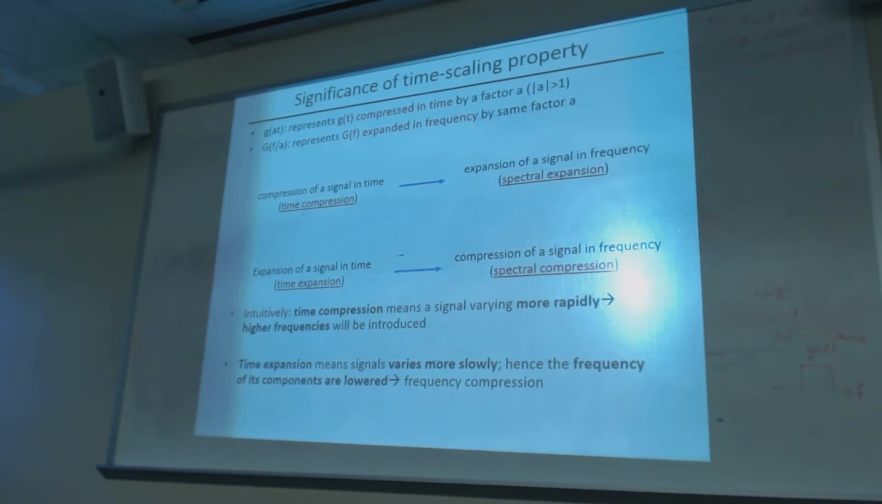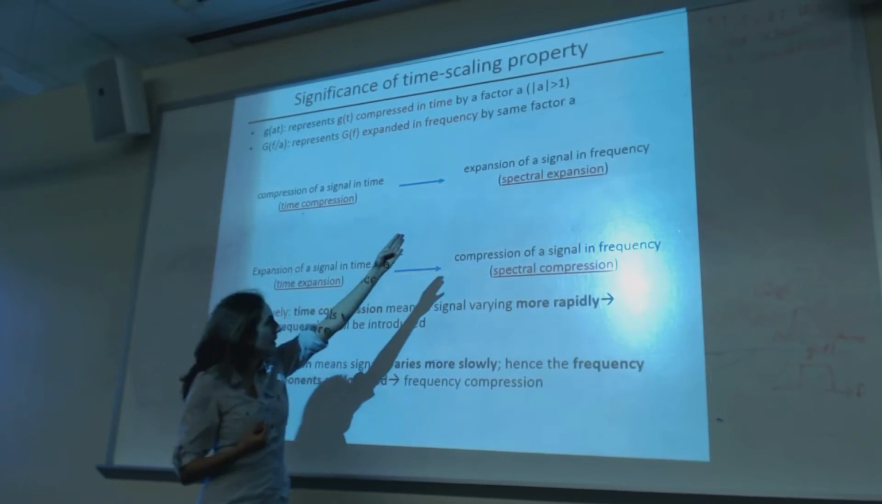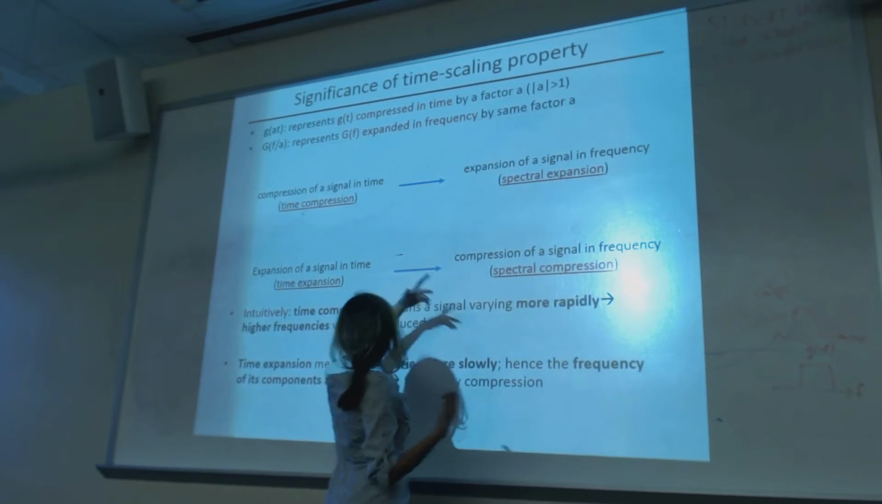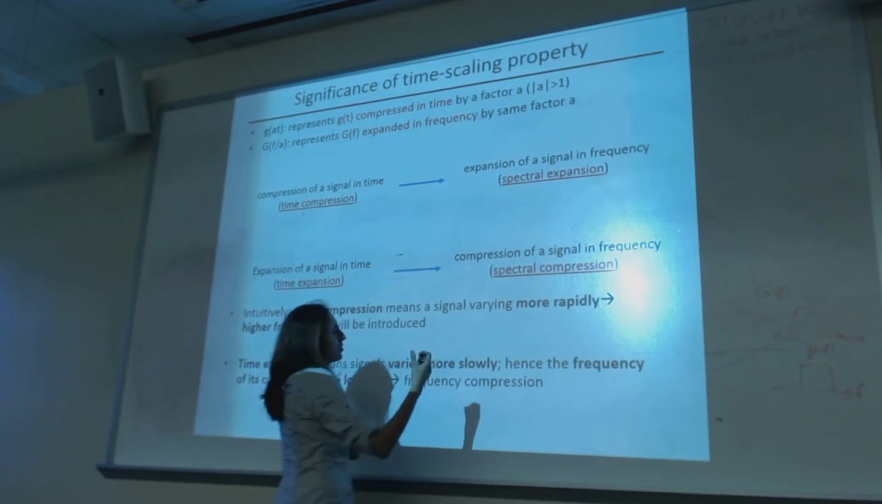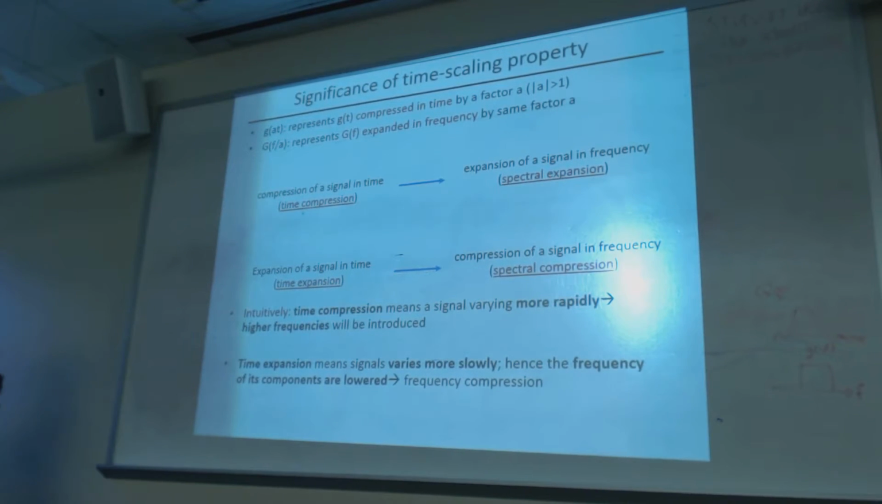So the significance of this time scaling property: g of at represents, if a is greater than 1, a compression in the time domain, and in the frequency domain, an expansion. So compression in the time domain is expansion or stretch in the frequency domain, and vice versa. Expansion in the time is compression in the frequency. This is one of the basic things that you should definitely remember forever: if in the time domain you compress your signal, in the other domain you are stretching.